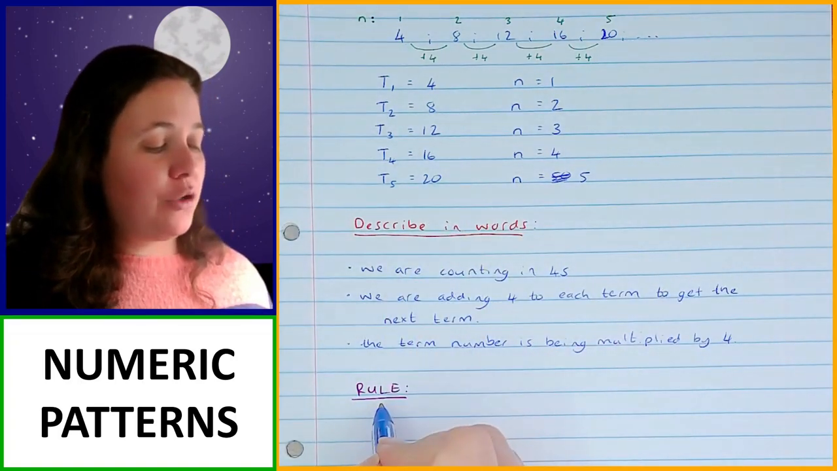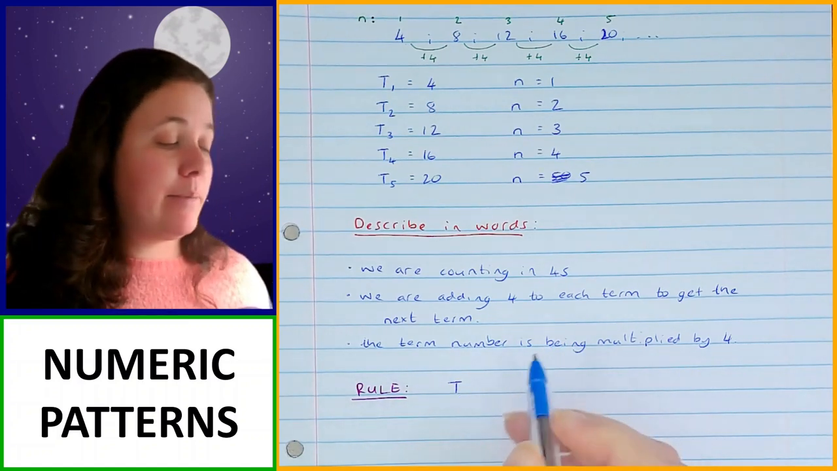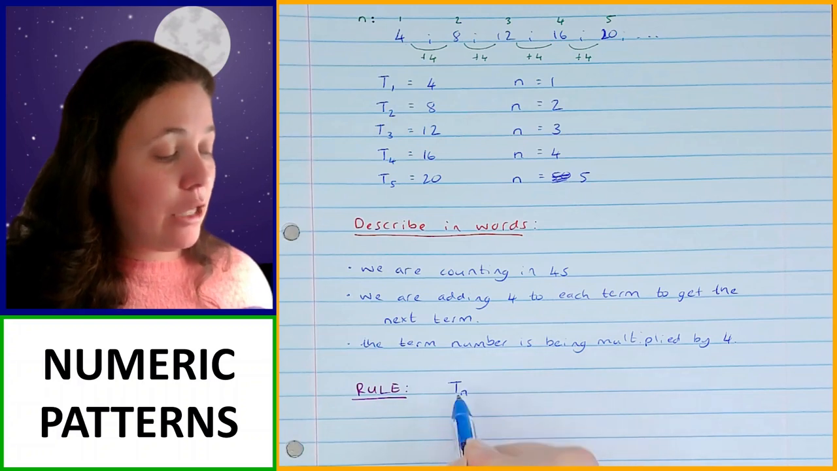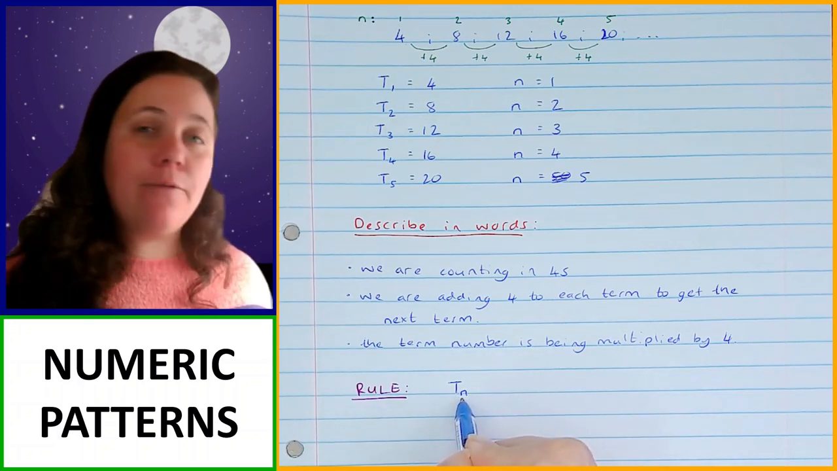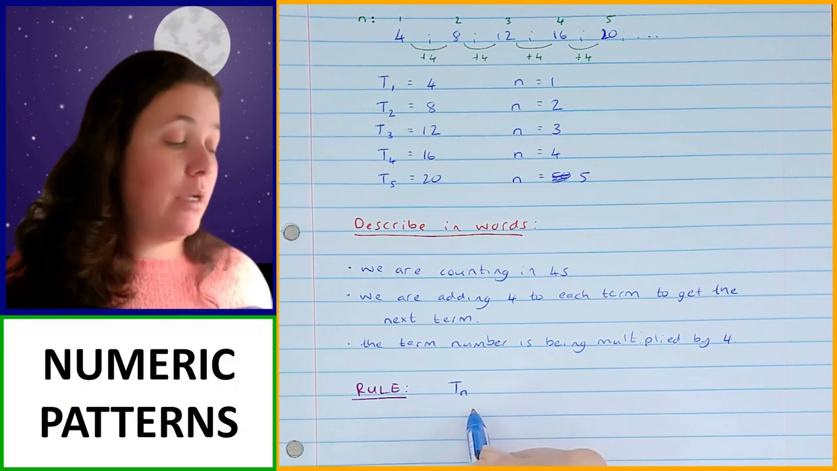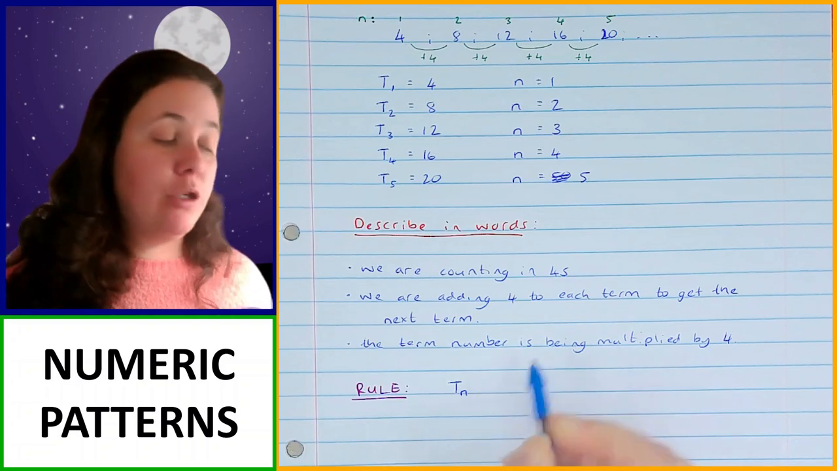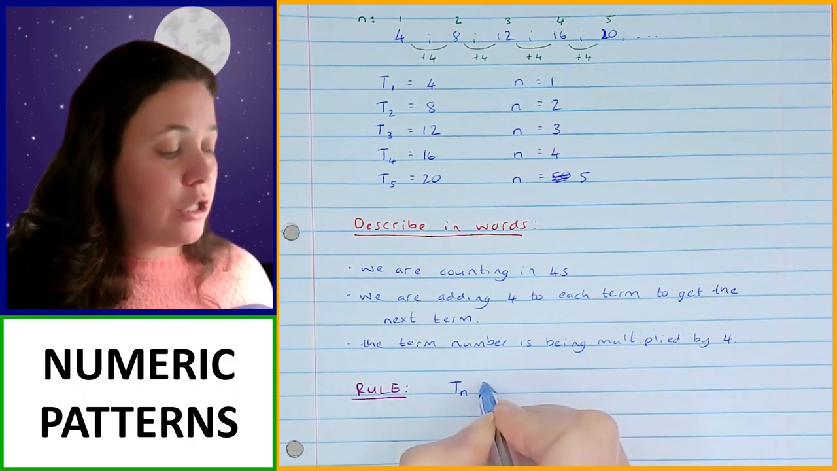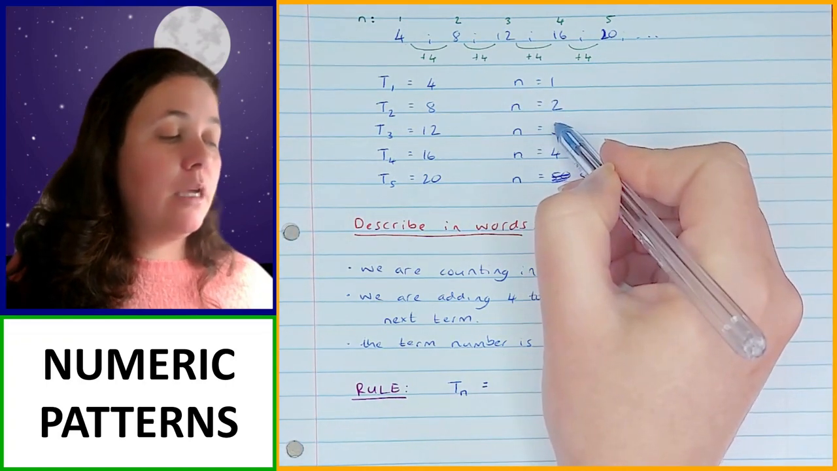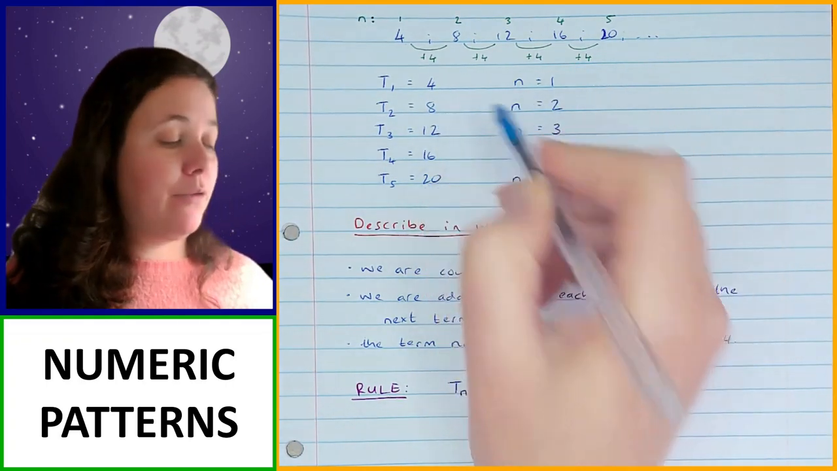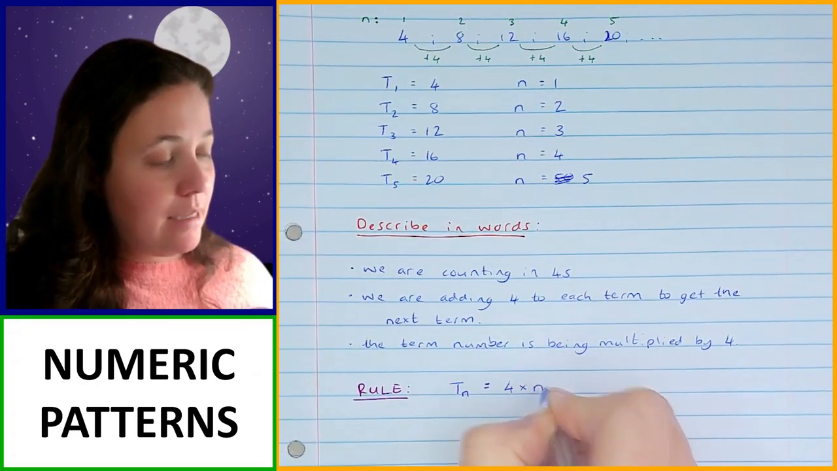Okay, so our rule is going to be based on that concept and say, well, tn. Again, t means term, and n means any term number. So whatever term number I put here is my n value that I'm going to be using. Okay, so tn is equal to, what must I do every time to the term number to get to the term? I must multiply it by 4. We said that over here. Okay, so 4 times n.